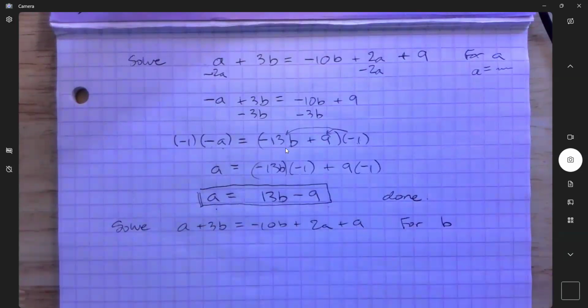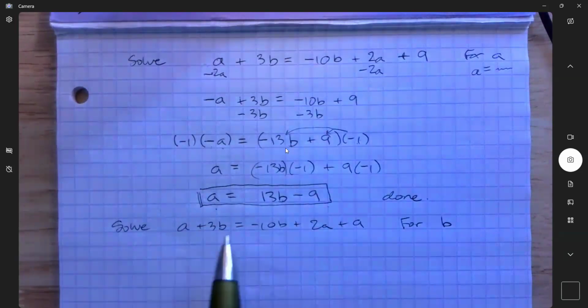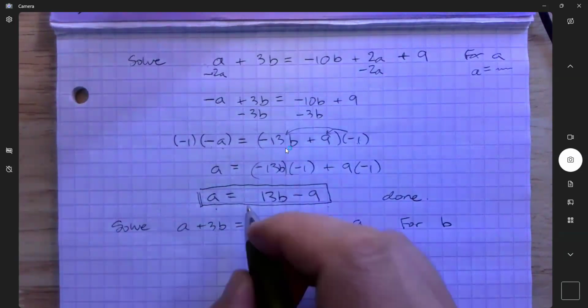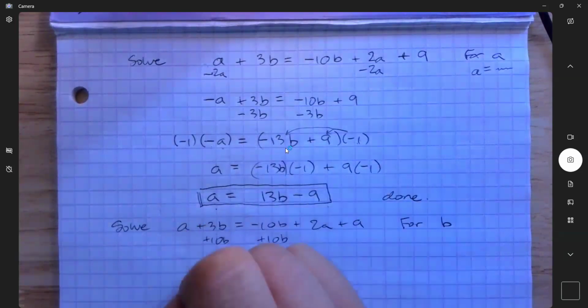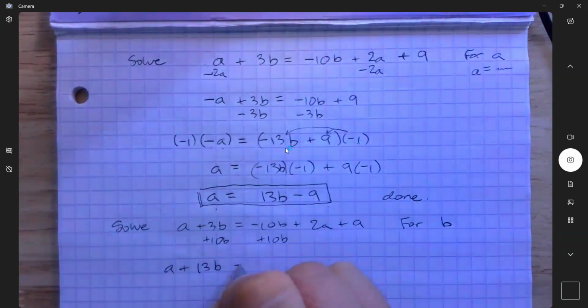Let's solve it for b instead. I can do that. I can solve it for either of my variables. So this time, I'm going to get all the b's on one side. So let's add 10b to both sides. And I get a plus 13b equals 2a plus 9.